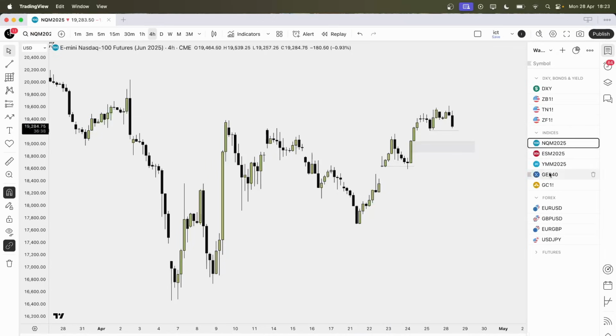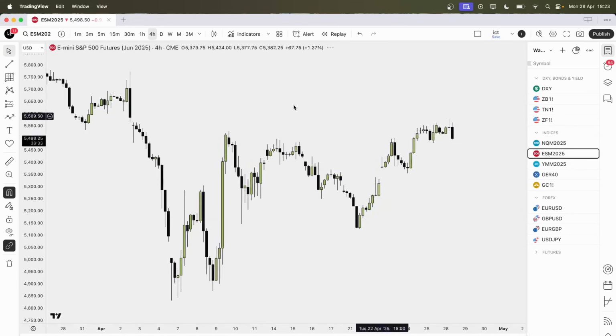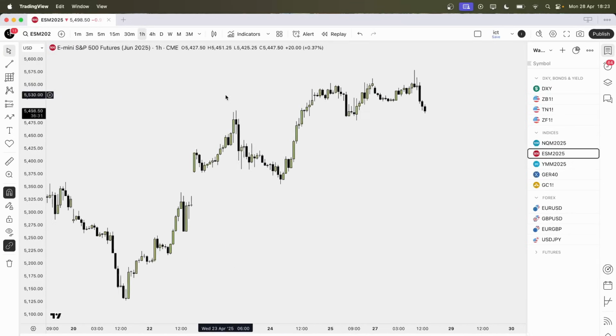But yeah. NQ tomorrow, guys, I'm watching. And look for SMT between the averages, as always.